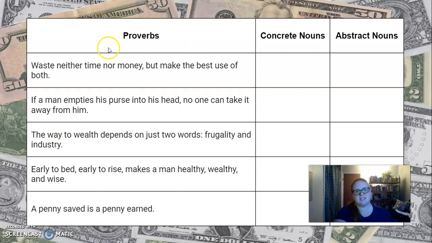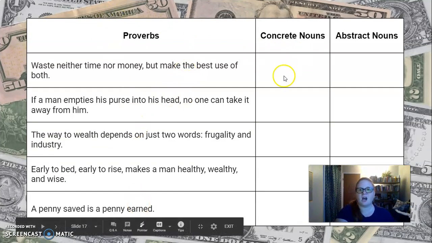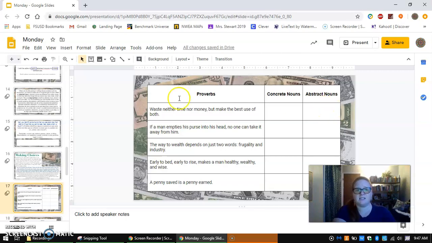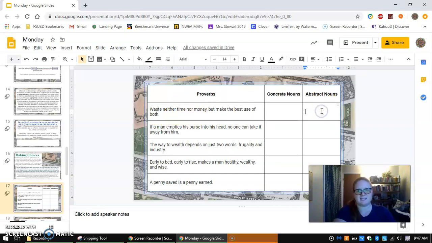So what I want you to do is take a look at each of these proverbs, and write what the concrete nouns are in the proverbs. The concrete nouns are things that you can touch, taste, smell, while abstract nouns are not. So this first one, I'll do this one with you. Waste neither time, which we already discussed, so we know that one's abstract, nor money. Now, money I could touch, I could trade, I could smell. I don't know why I would, but I could. So money would be a concrete noun, but make the best use of both. So that is my concrete noun.